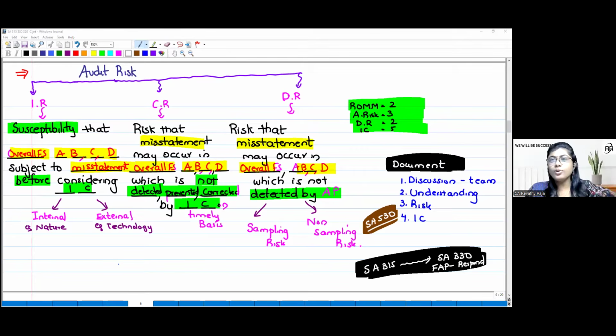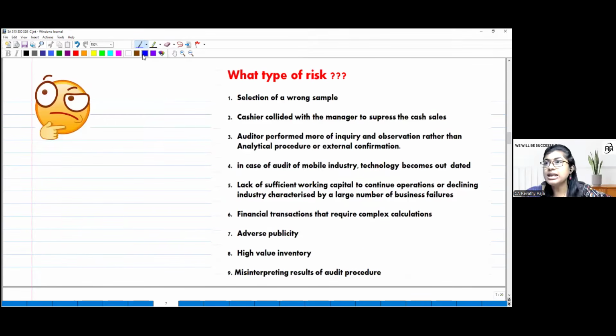Can I ask you a few questions? I have a skepticism. Whether it is inherent risk, control risk, or detection risk, can I ask you? On your mark, get set, go. Selection of wrong sample. Your options are IR, CR, DR, none. DR. Cashier colluded with the manager to suppress sales.